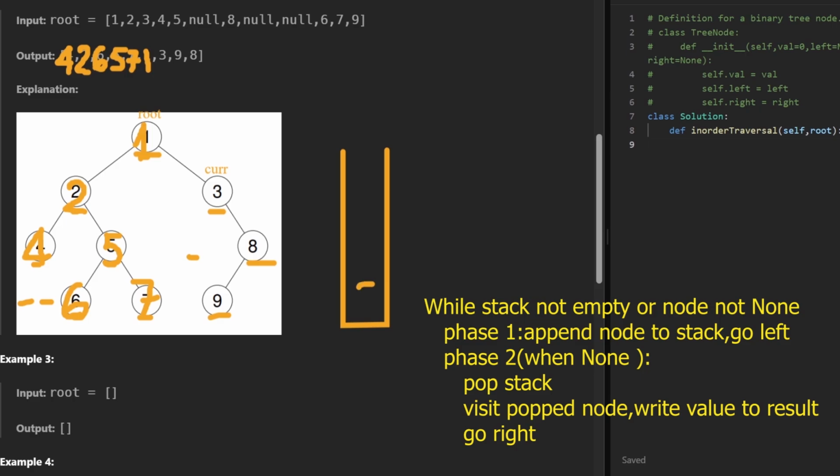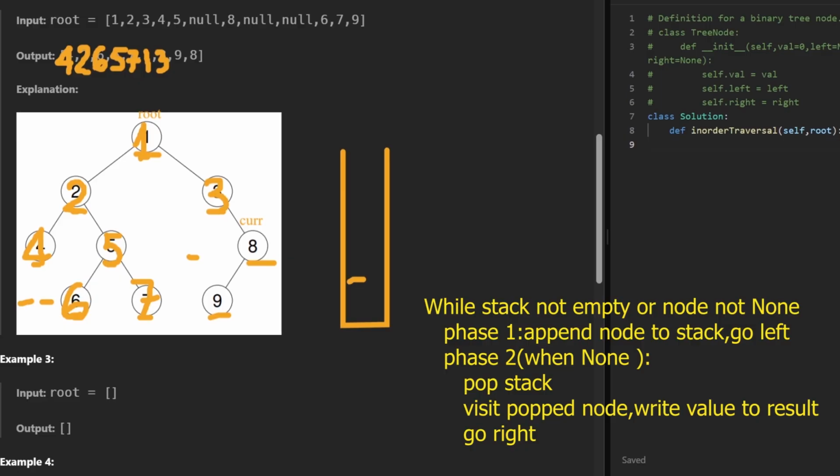Append node value 3 to the stack before moving curve left. Curve is none, no left, so skip phase 1. Phase 2. Pop the stack and point curve to the pop node 3. Write value 3 to the result and move curve right. Repeat the two-phase process. Phase 1.